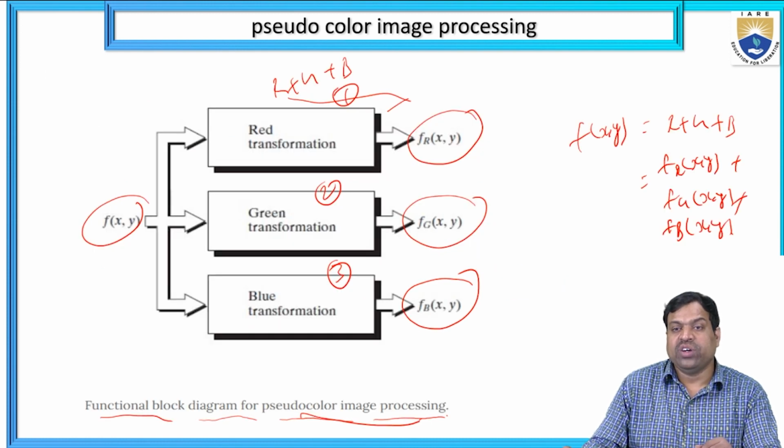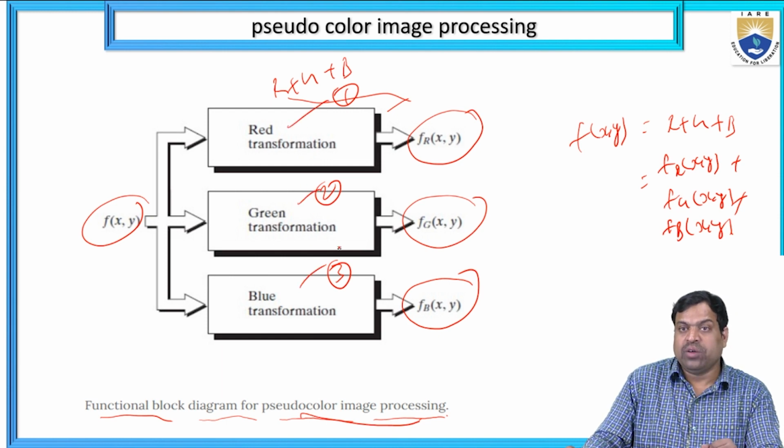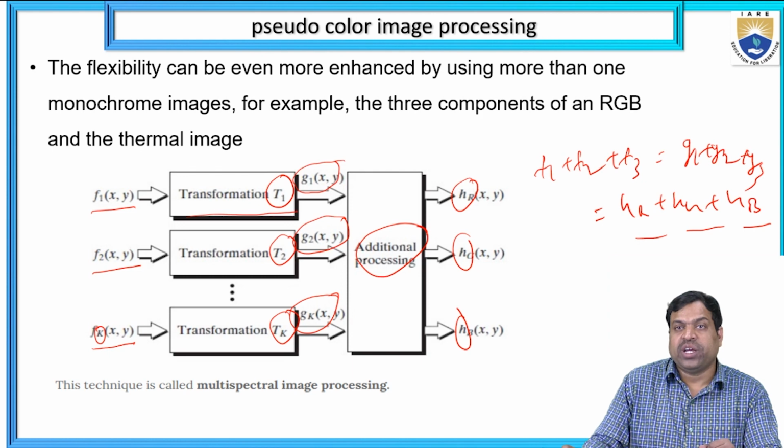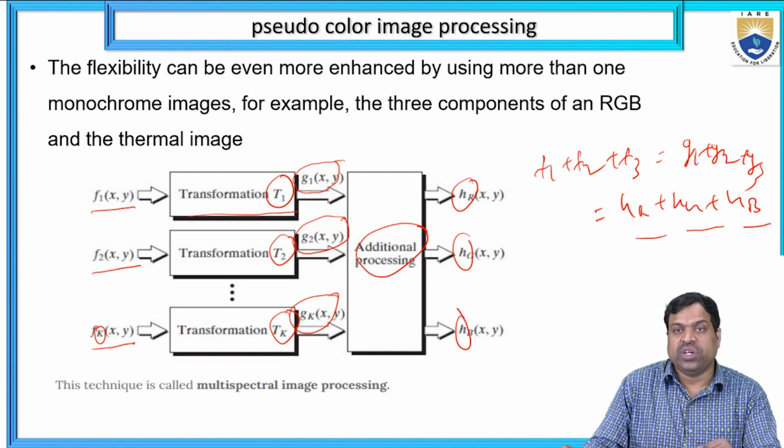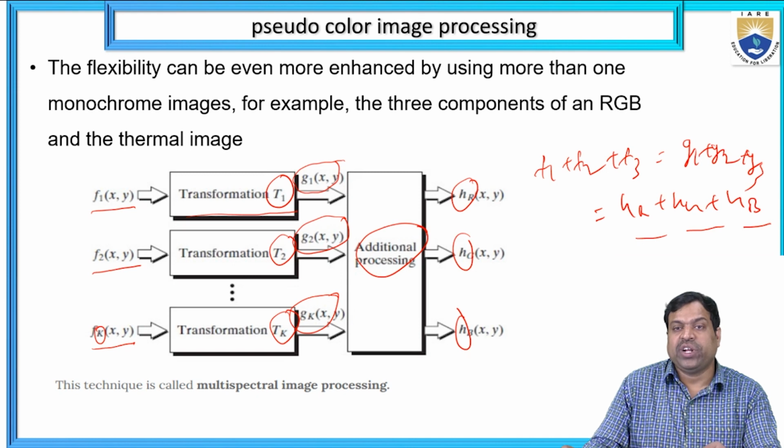Here is the example of pseudo color image processing, red, green, blue. So what is the input? f of x, y. What is the output? fr of x, y plus fg of x, y plus fb of x, y. So the combinations are red transformation, green transformation, and blue transformation. The flexibility can be even more enhanced by using more than one monochrome image, for example the 3 components of an RGB and a thermal image. So f1 of x, y, f2 of x, y, and fk of x, y, with the transformation T1, transformation T2, and transformation Tk, k number of transformations.